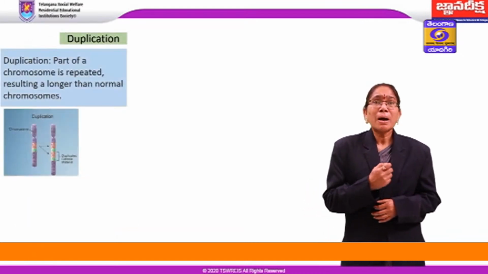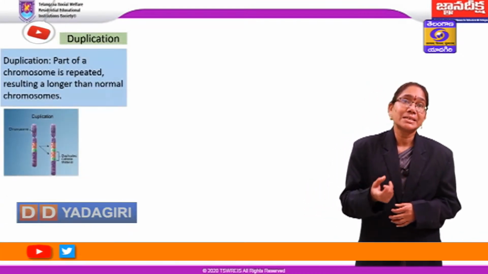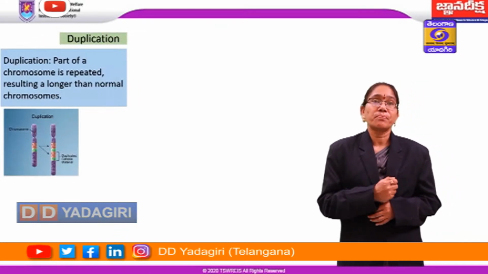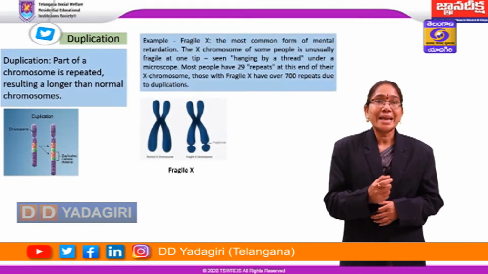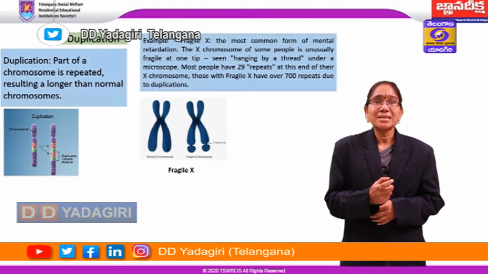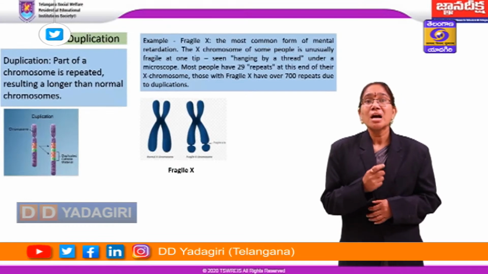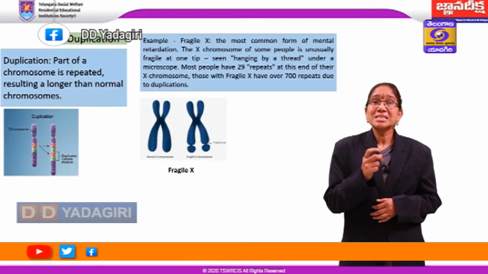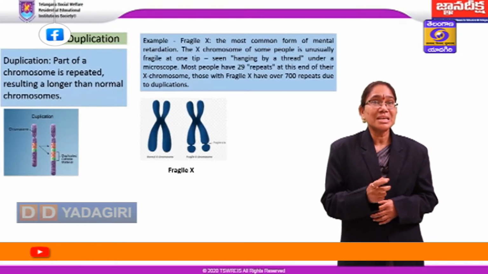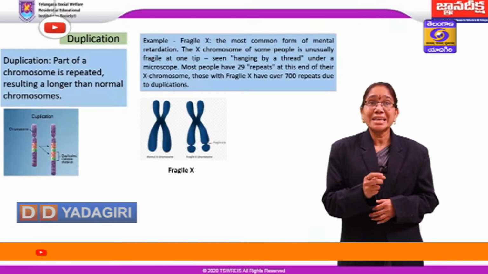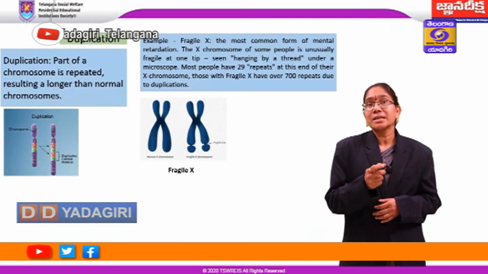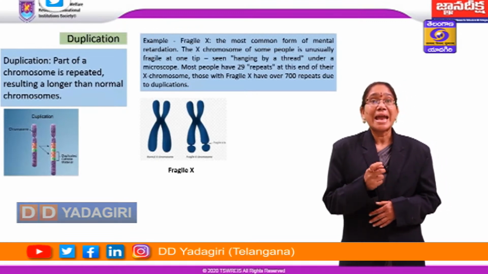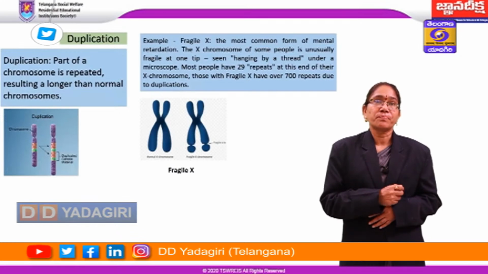Duplication. Part of a chromosome is repeated, resulting in a longer than normal chromosome. Fragile X, the most common form of inherited mental retardation. The X chromosome of some people is unusually fragile at one tip, seen hanging by a thread under a microscope. Most people have 29 repeats at this end of the X chromosome.